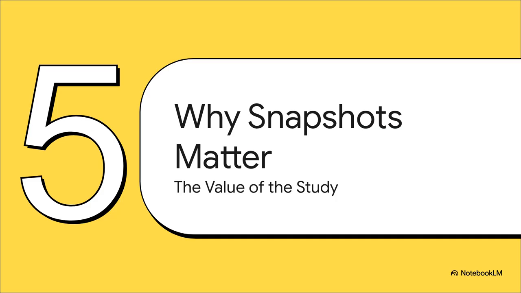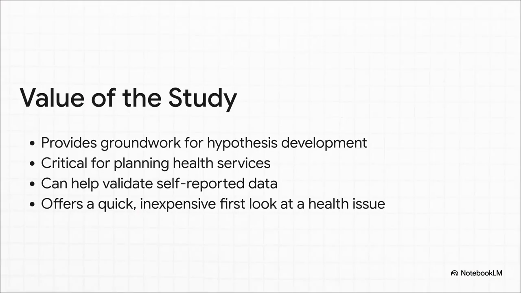So you might be thinking, well, if they can't prove what causes what, why even bother? And that's a great question, but it turns out these simple snapshots are actually incredibly important for science and for public health. For one, these studies are fantastic for generating ideas, or what scientists call a hypothesis. They're a quick and cheap way to get a first look at a health issue and see if there's a link worth investigating with a more complex study.